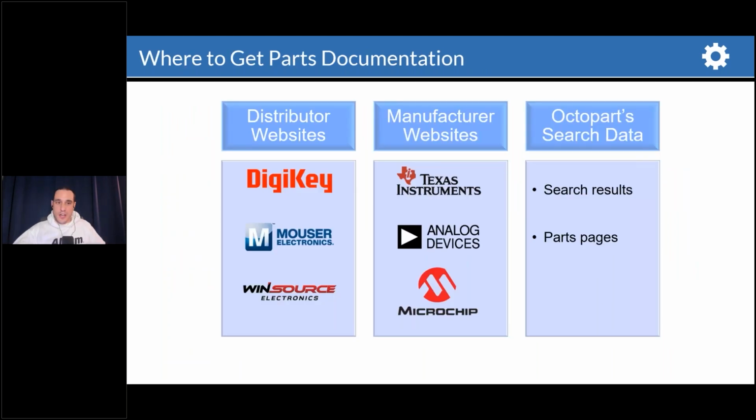So where can you get parts documentation? Of course, distributor websites carry some of it. I mentioned parts change notifications earlier. The manufacturer website is one great place to get a lot of the stuff that's not in a data sheet.